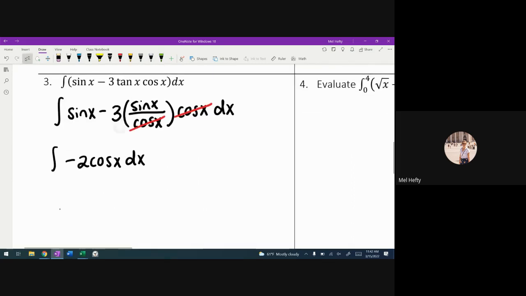-1 minus 3. So I have 1 of them and then -3 sines. All right. The -2 is going to hang out. What is the integral of cosine? Let's go with regular sine and plus c.